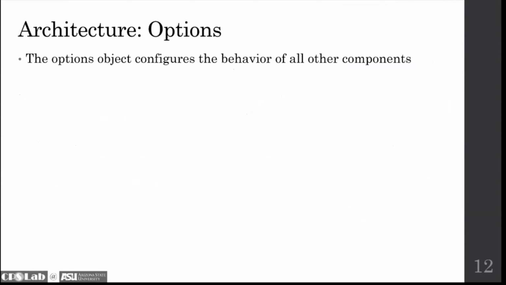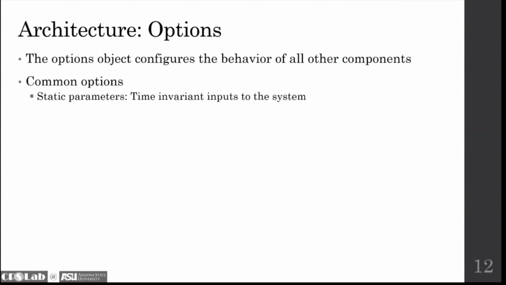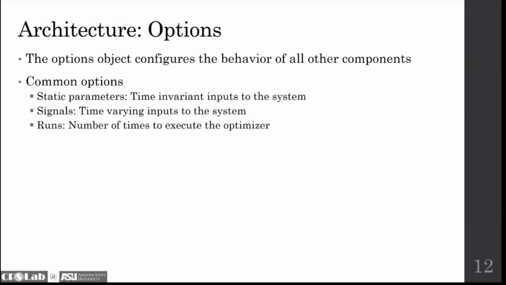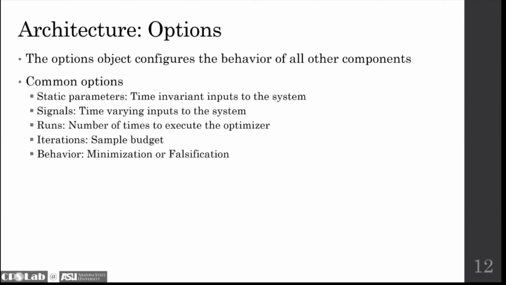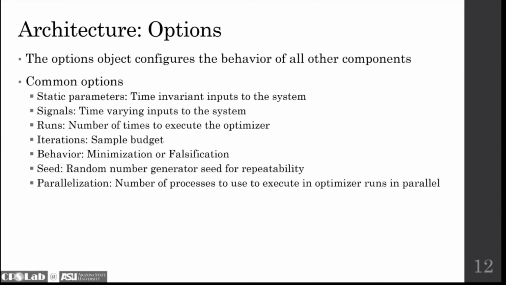The final component is the options object, which configures the behavior of all other components. Some common options of the options object are static parameters, which are the time-invariant inputs to the system, signals, which are the time-varying inputs to the system, runs, which is the number of times to execute the optimizer, iterations, which is the sample budget, behavior, set to minimization or falsification, the seed, which is the input to the random number generator and is included for repeatability, and parallelization, which indicates the number of processes to use to execute optimizer runs in parallel.